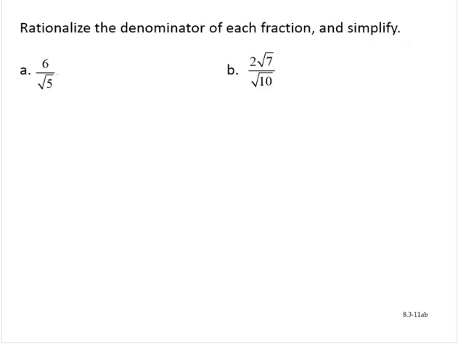Now, if that denominator is a monomial radical, say for here we have the square root of 5, all we have to do to rationalize the denominator, to make it a rational number, is to multiply it by itself. So I'll multiply the denominator by the square root of 5. But as with any operation with fractions, if I'm multiplying the denominator by a certain number, I must multiply in the numerator by that same number.